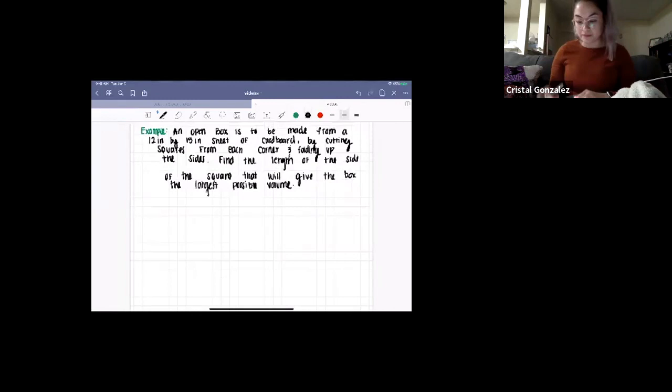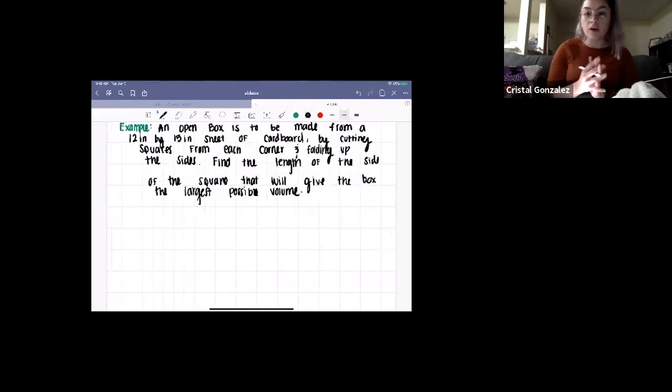this problem. Okay, so example, an open box is to be made from a 12 by 15-inch sheet of cardboard by cutting the squares from each corner and folding up the sides. Find the length of the side of the square that will give the box the largest possible volume. So here they're trying to optimize the volume. So that's something that we need to keep in mind. We need to optimize the volume.